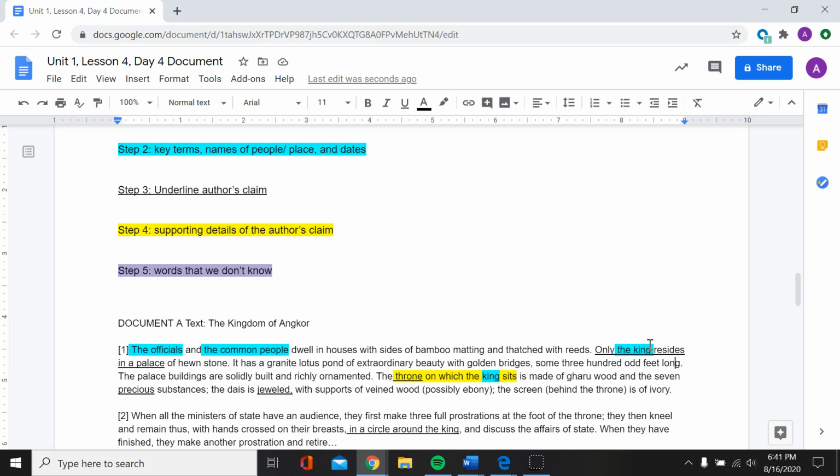So if I'm saying only the king resides in a palace, notice that this right here says the throne on which the king sits. It specifies the king sits on this throne. Awesome. So I know that the throne is only for the king. Well, that sounds a lot like my main claim, doesn't it? The palace is only for the king too. So that's why this right here in yellow is our supporting detail, because it directly speaks to our main claim.